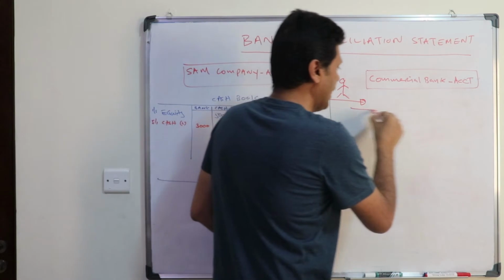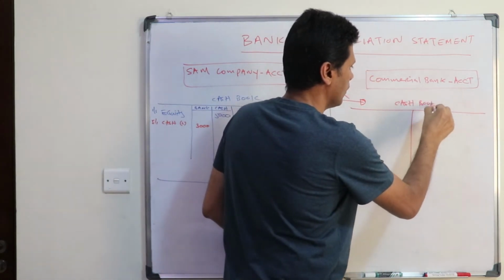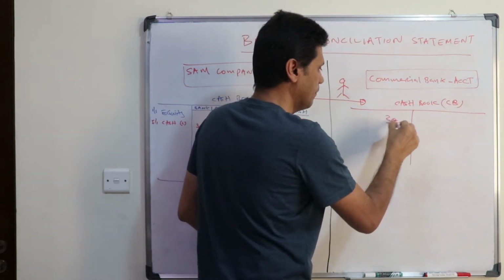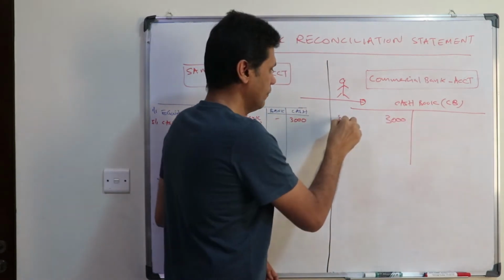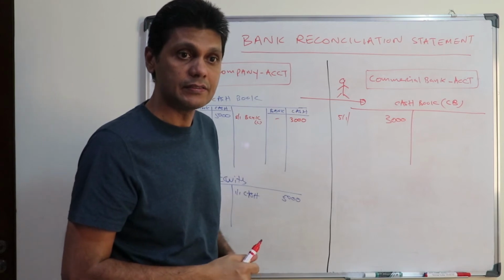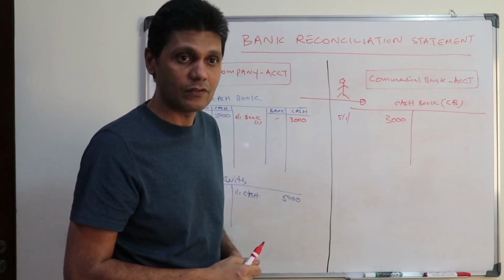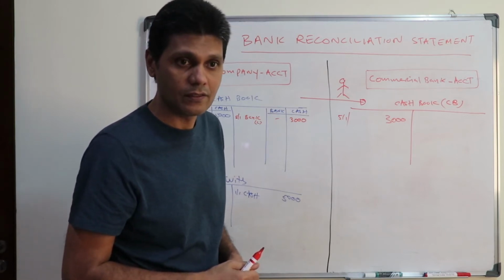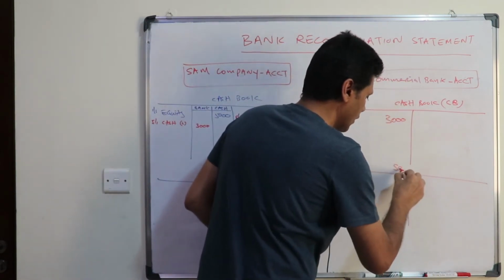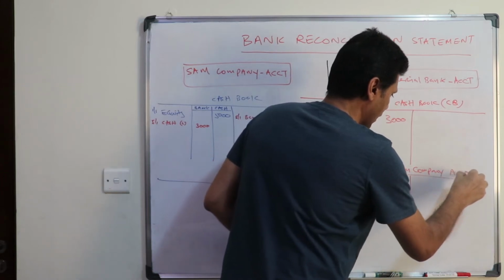Okay, that cash book, this is the cash book of what? Commercial bank, no? They will debit that account on 5th January, and where will they credit? In a separate account. What is the name of that account? Sam's Company. Why Sam's Company? Because it's a liability.